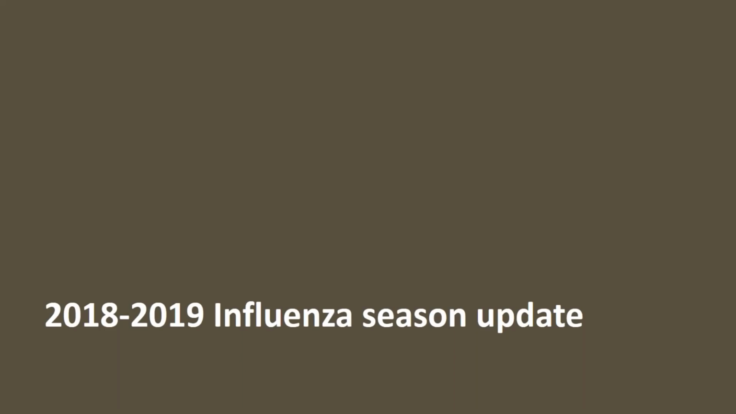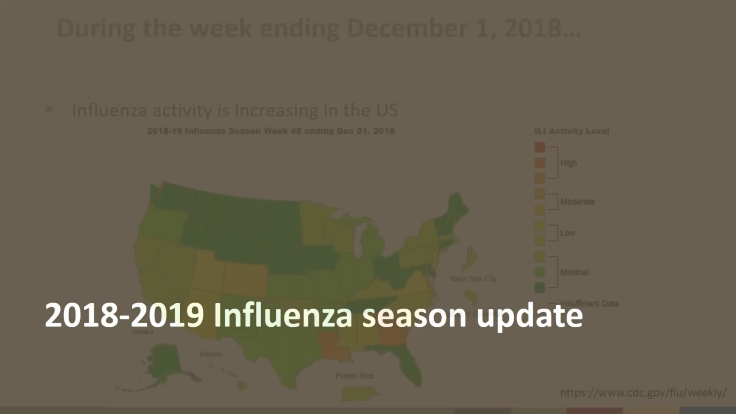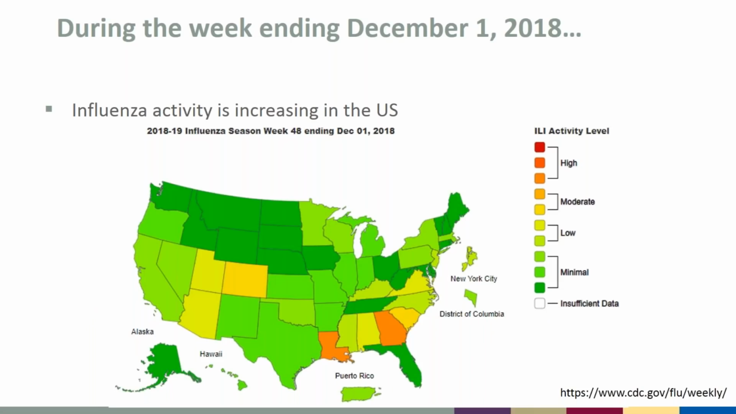And now I'll just spend a really fast minute on what flu activity has been like for the 18-19 flu season thus far. And currently, as of the week ending December 1st, influenza activity in the US is low, but it's definitely increasing. There are some states that are beginning to report higher levels of influenza-like illness activity, as you can see on this map. And we do expect this activity to increase over the coming month.